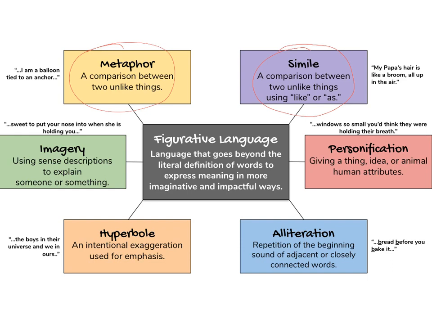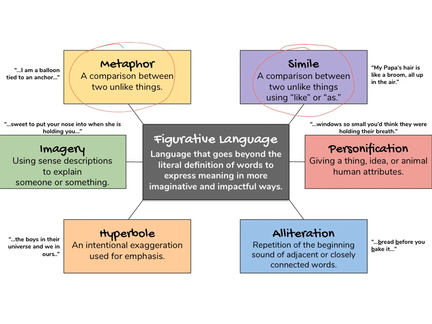Okay. A simile over here, a comparison between two unlike things using like or as. So essentially the same thing as a metaphor, but it specifically uses like or as to emphasize the comparison. The example I bring up is, my papa's hair is like a broom, all up in the air. If you think about a broom, how all of those different fibers kind of stick straight up. Again, she's using it as a description of a characteristic of her father's appearance.